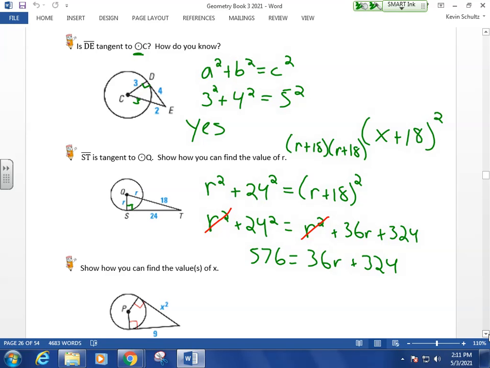Subtract 324. Divide both sides by 36. And we get a radius value of 7. Questions on that process? I got 7. What other folks get? 7. Subtract 324 from both sides and divide by 36.